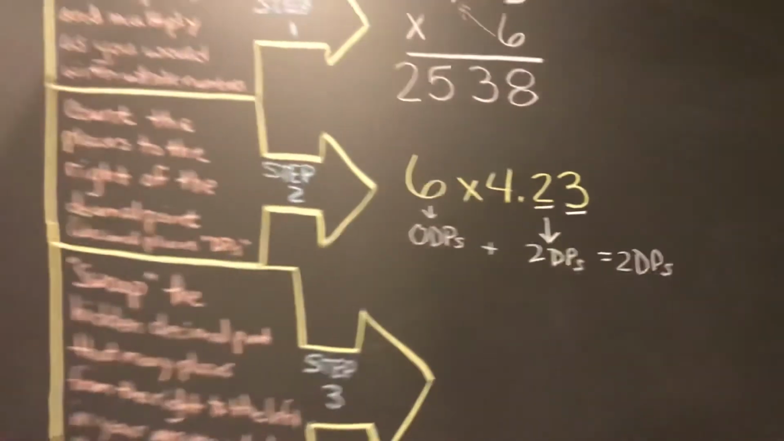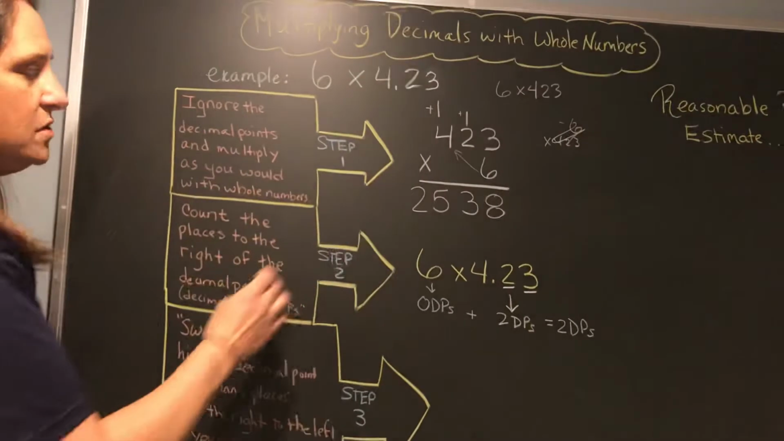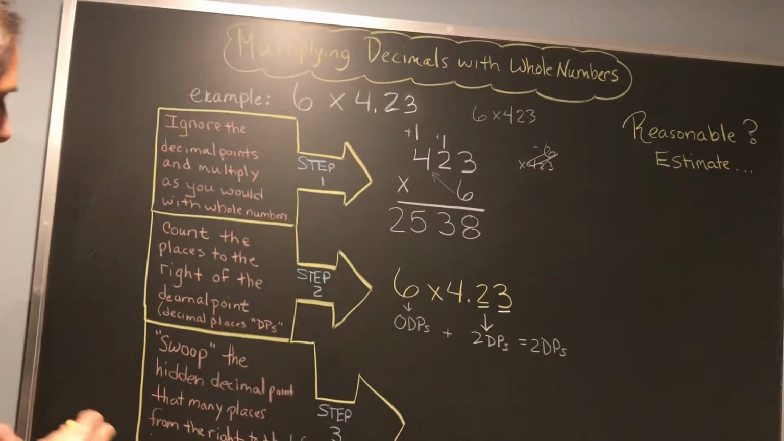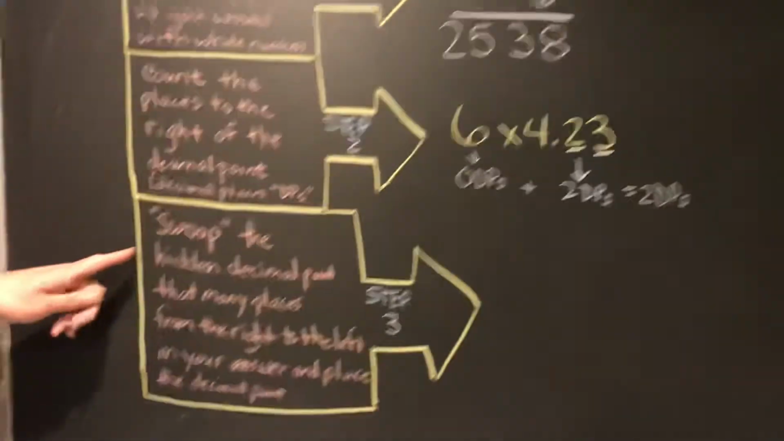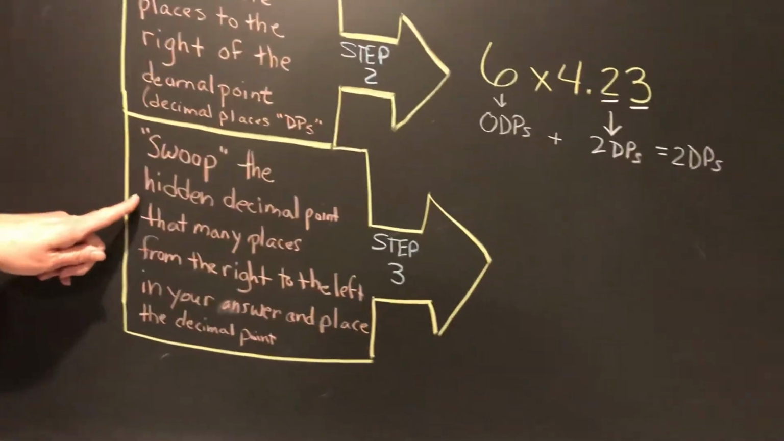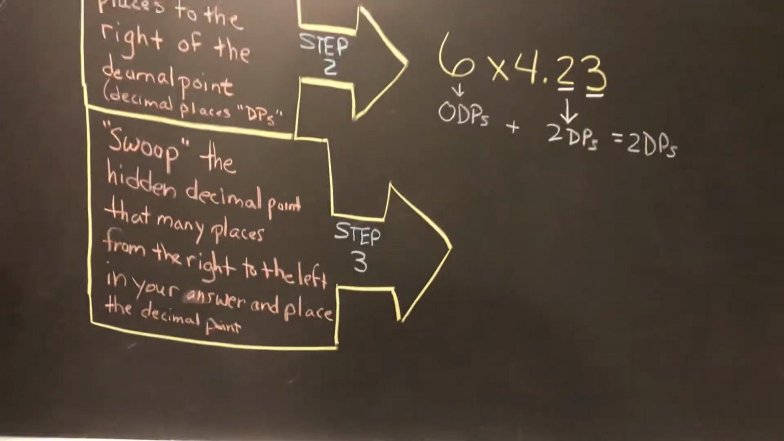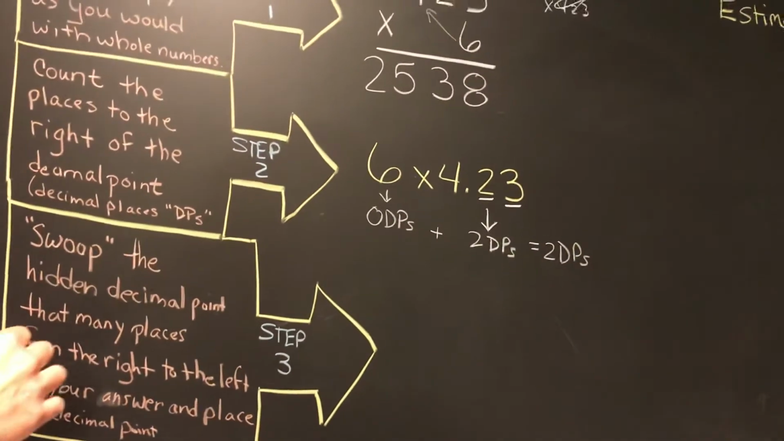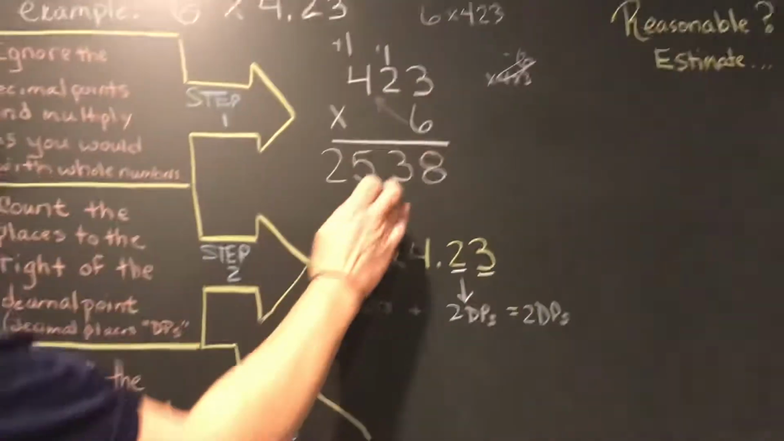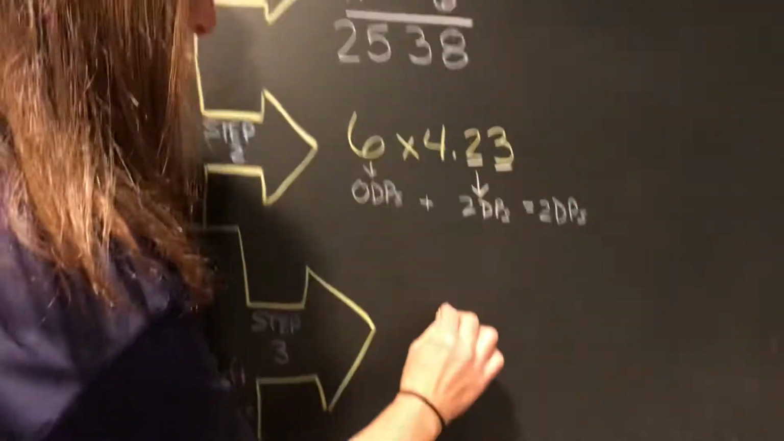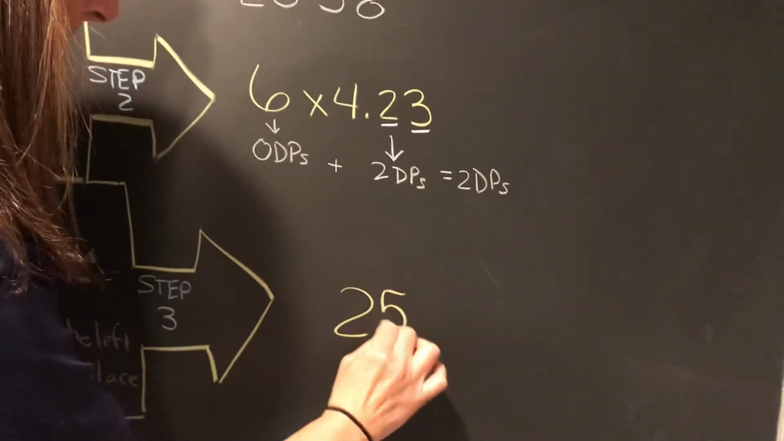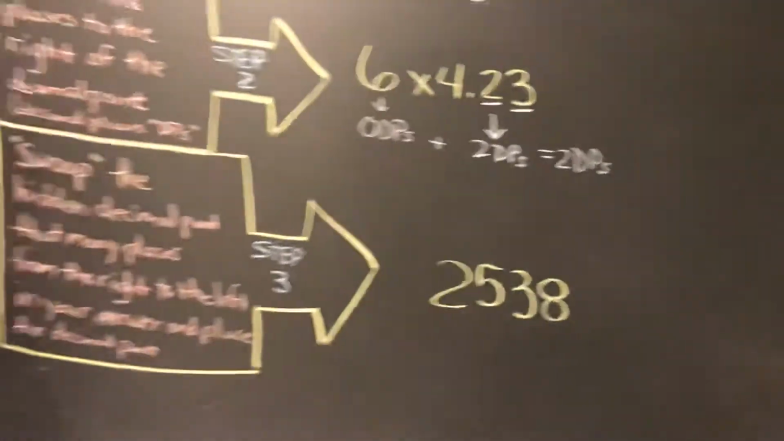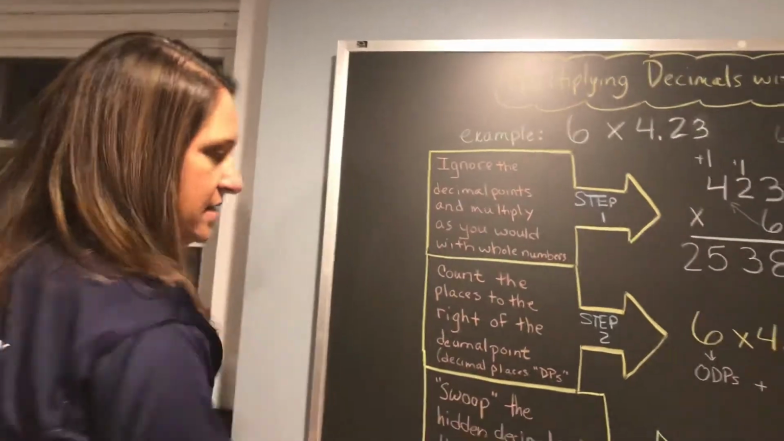So that's step 2. We multiplied as if it was whole numbers. We figured out how many decimal places were in both of our factors. And now we're going to use step 3. Swoop the hidden decimal point that many places from the right to the left in your answer to place your decimal point back in. So remember, our whole number answer was 2,538. We know that we have to have 2 decimal places.